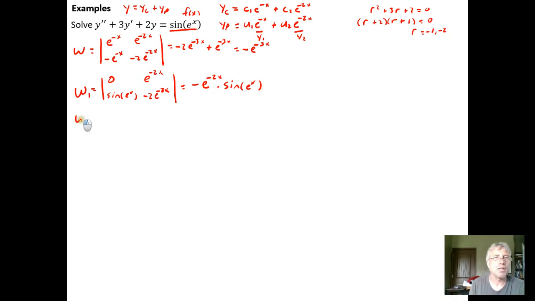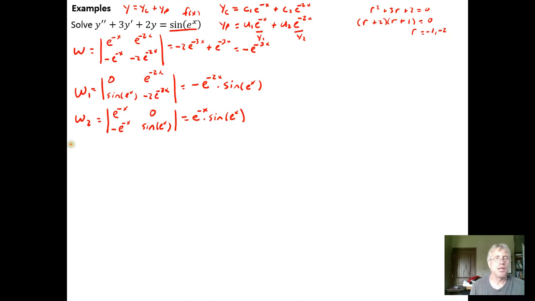And then we need to calculate w sub 2. And for w sub 2, we keep the first column of the Wronskian. We keep e to the negative x, negative e to the negative x. And then we replace the second column with 0 and our function f of x, like we saw in the previous video when we developed the theory for this solution method. So this equals the product of the main diagonal minus the product of the other diagonal, which will 0 out. So we just get e to the negative x times sine of e to the x.